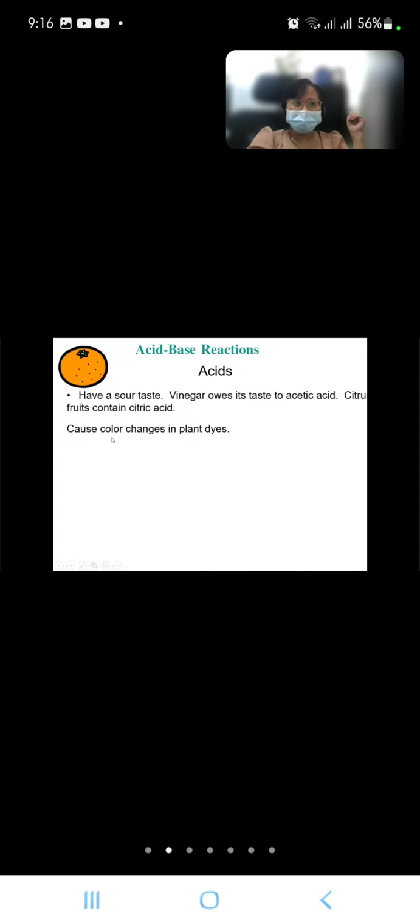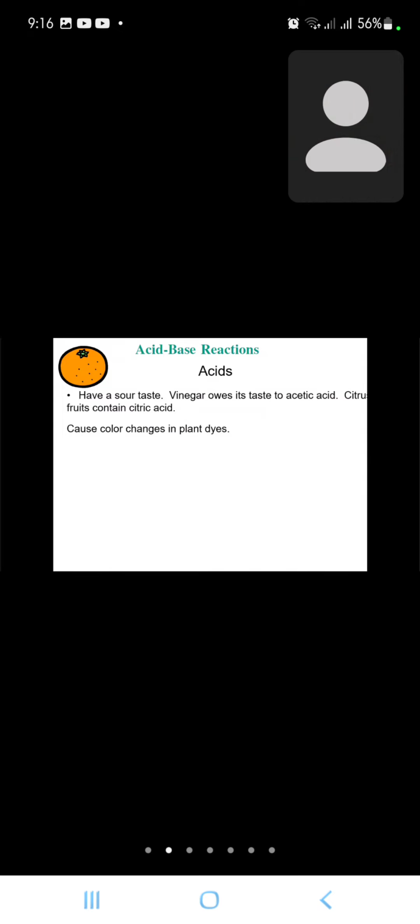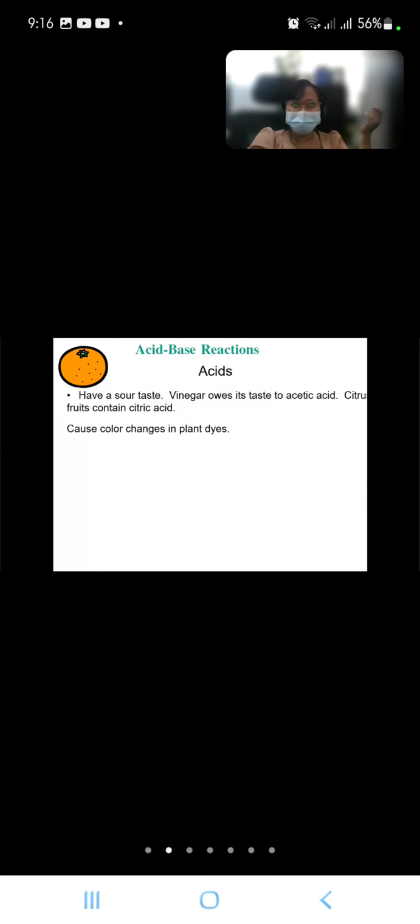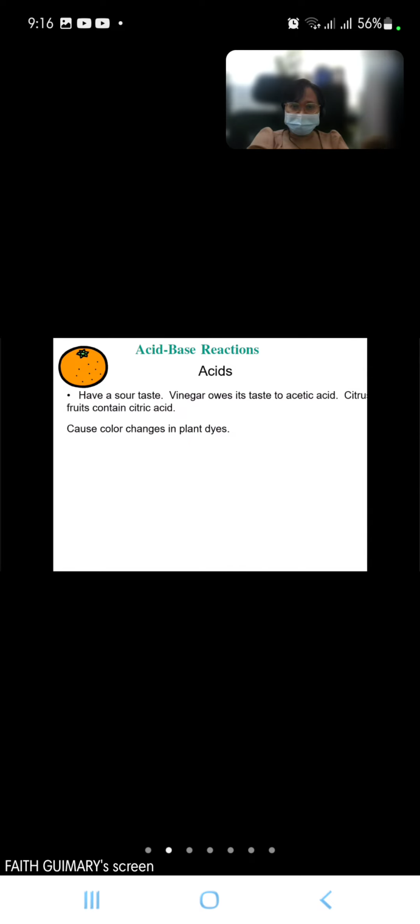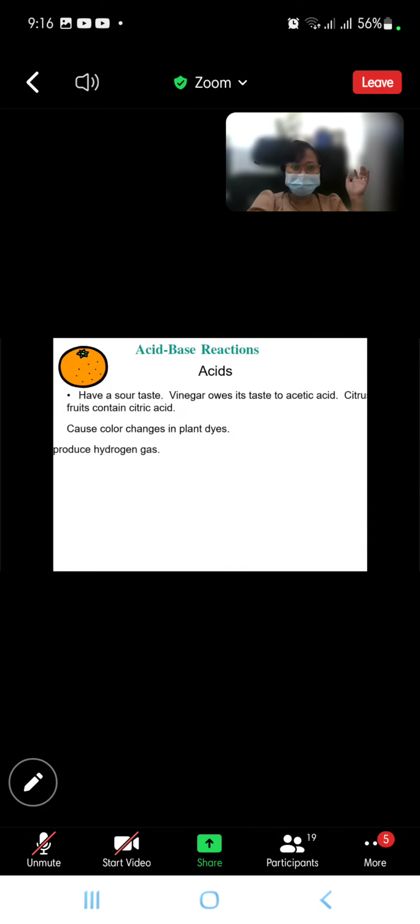Then cause color changes in plant dyes, no? And also in the indicator that we commonly use. Litmus. Correct. That's what I mean. Okay, so for litmus paper, a red litmus paper, if dipped in acid, it remains red. No, but a blue litmus paper turns into red, no, if dipped in an acidic substance.